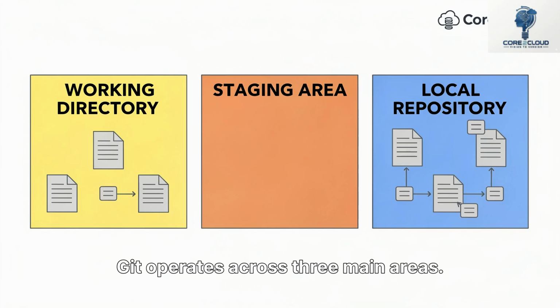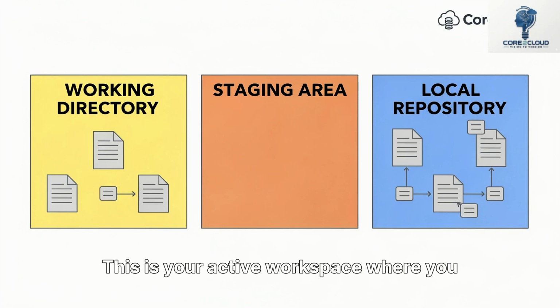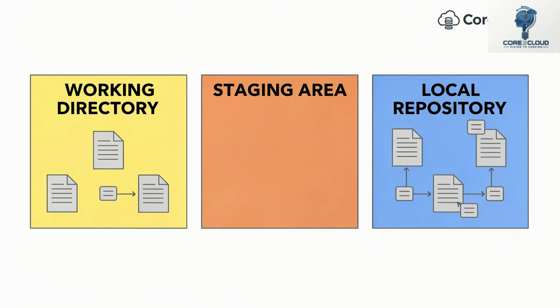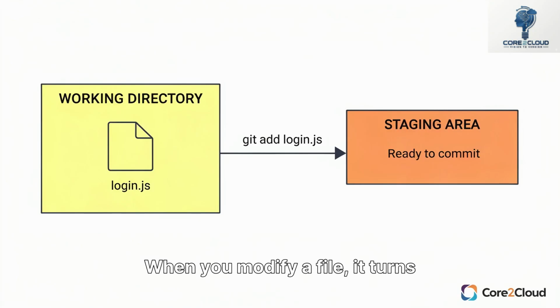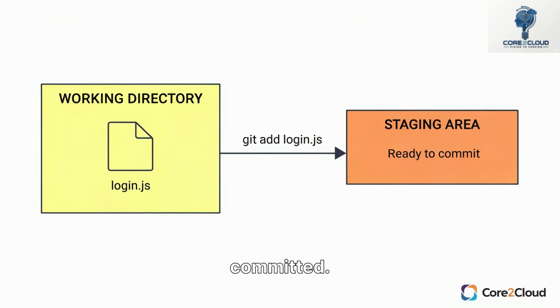Git operates across three main areas. It all starts in your working directory. This is your active workspace where you create and modify your files. When you modify a file, it turns yellow. To prepare for a save, you use the git add command. This moves a copy into the staging area, signaling that it's ready to be committed.